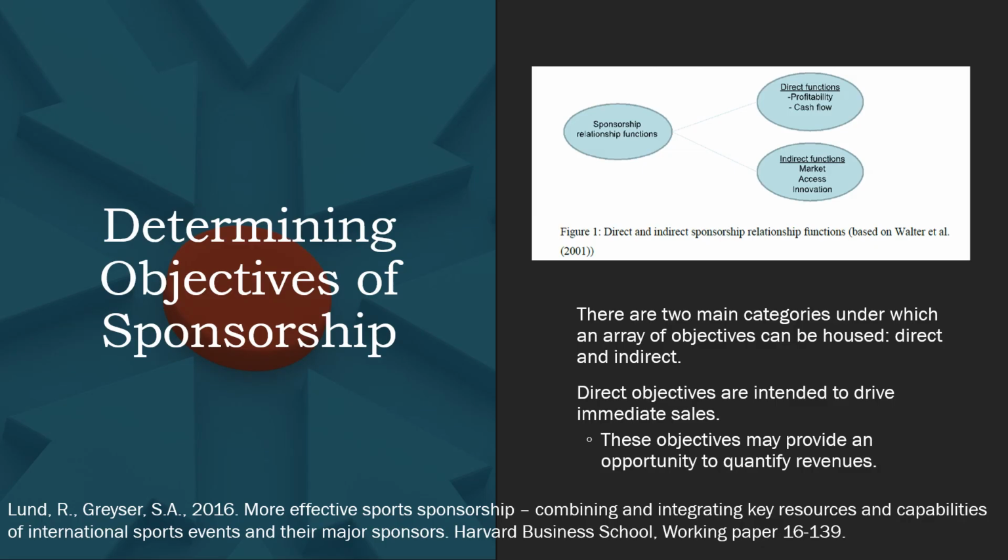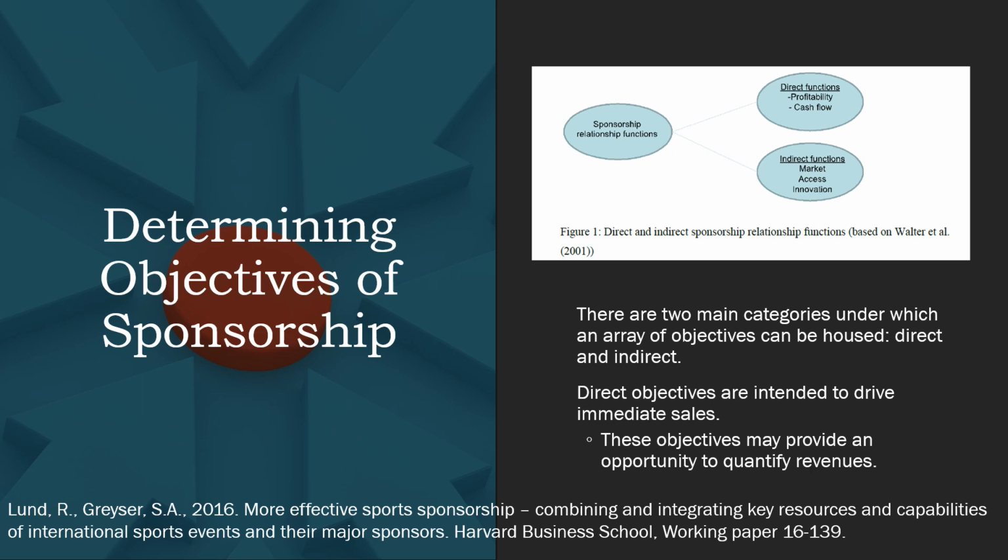There are 2 main categories under which an array of objectives can be housed: direct and indirect. Direct objectives are intended to drive immediate sales. These objectives may provide an opportunity to quantify revenue. The sponsorship relationship with the sports organization can create direct cash flow by collaborating with sponsors. In the context of sports sponsorship, direct functions of sponsorship relationships are linked to cash flow for the event generated from sponsorship rights fees.